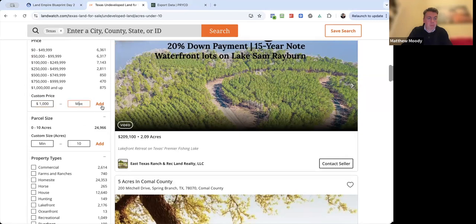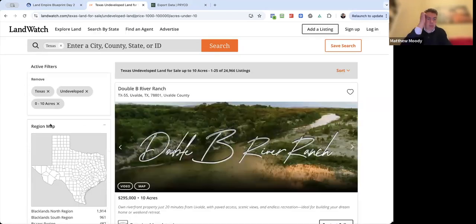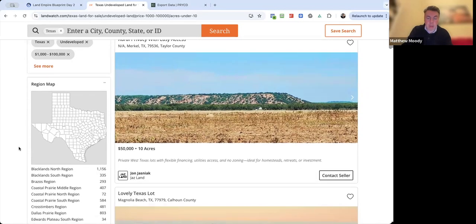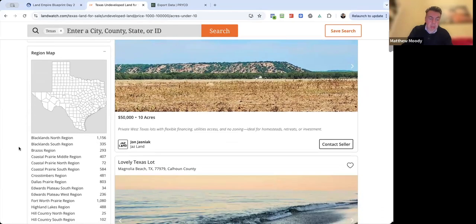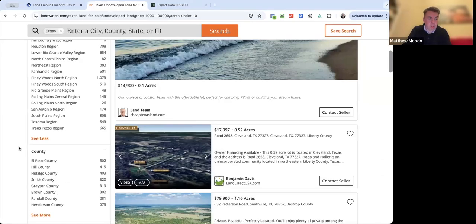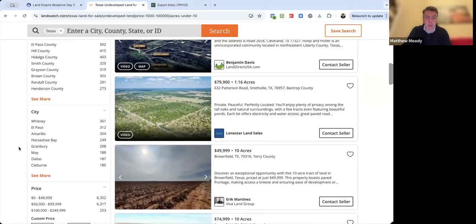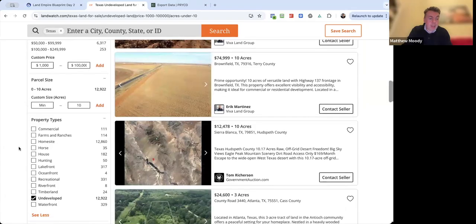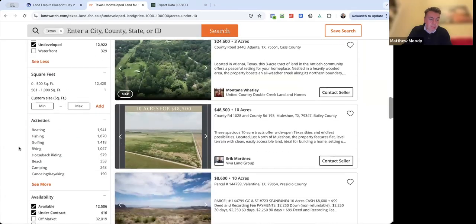And I'm also going to put in a maximum of $100,000 just for now. Again, all this is doing is giving you some indication of 0 to 10 acre lots that are available where the price point is up to $100,000, but no less than $1,000, because that land is often, certainly in Texas, land that you don't want to end up with, let's put it that way.